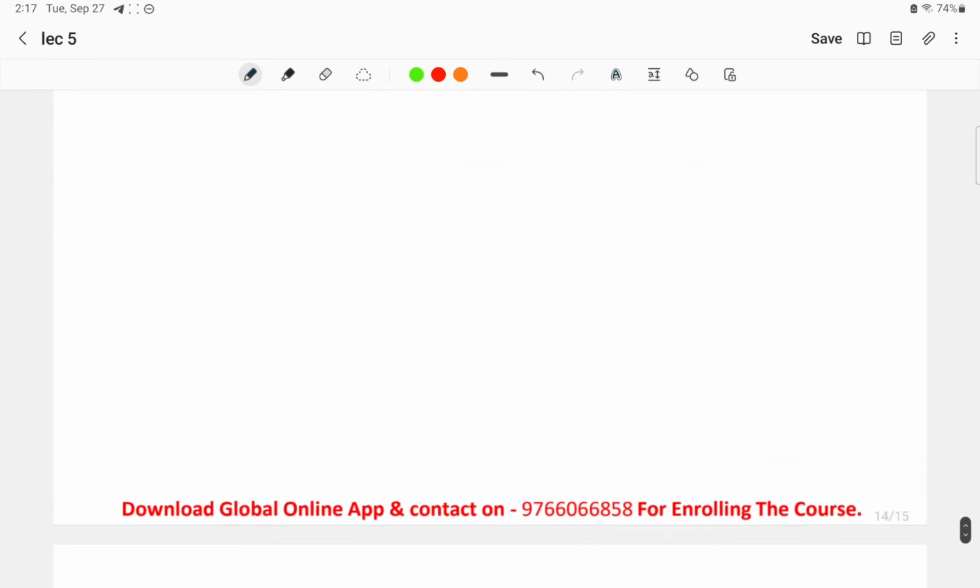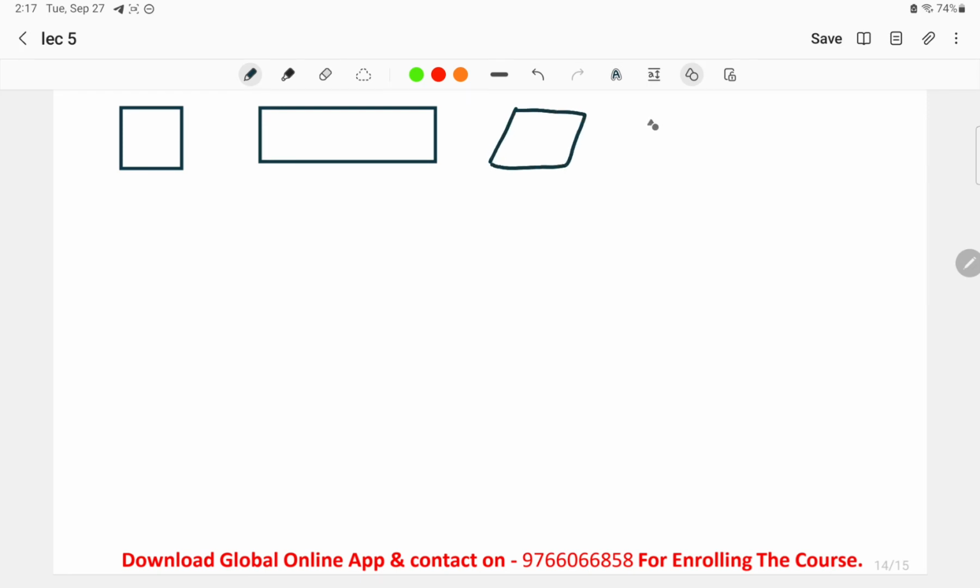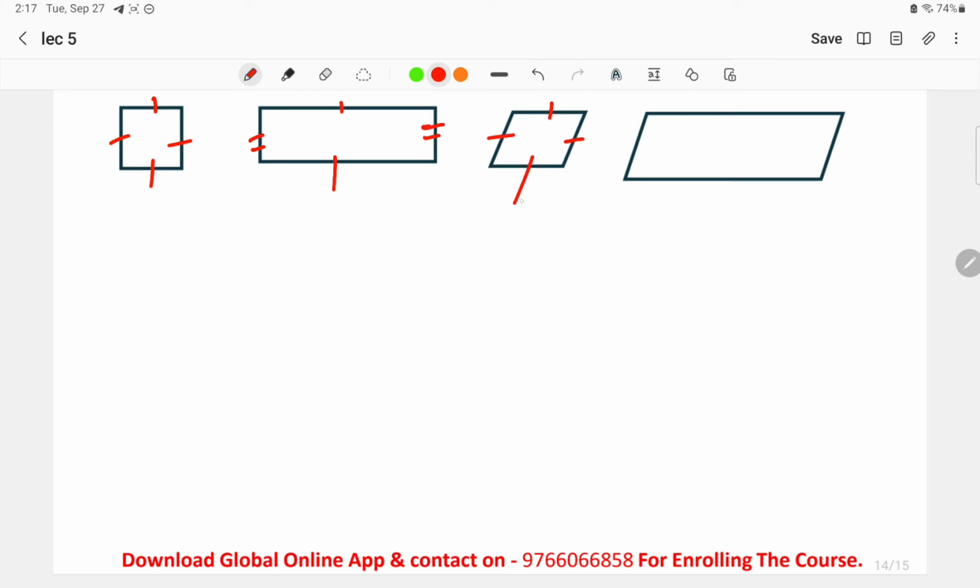Now to understand this, let us draw once again. This was the square, this was the rectangle, this was again a rhombus and this was the parallelogram. Now here what we can find is that in case of a square, all the sides were equal. In case of a rectangle, we found that opposite sides were equal. In case of a rhombus, again all the sides are equal. In case of a parallelogram, all the opposite sides are equal. This was the thing that we found.